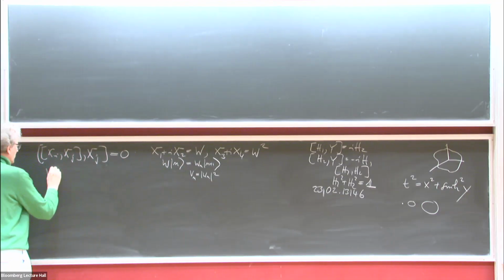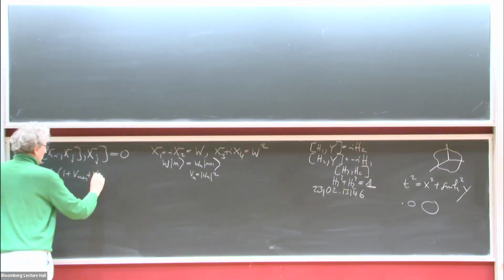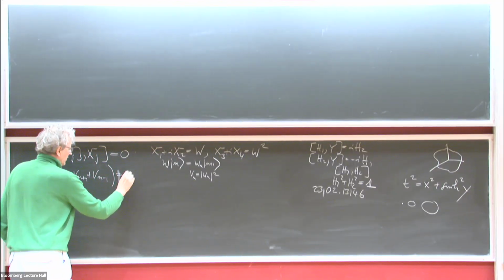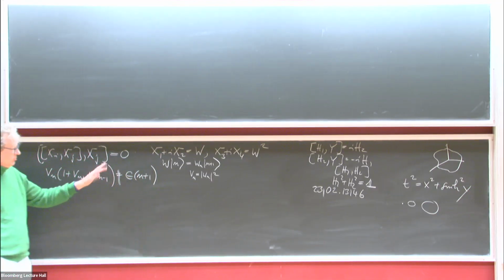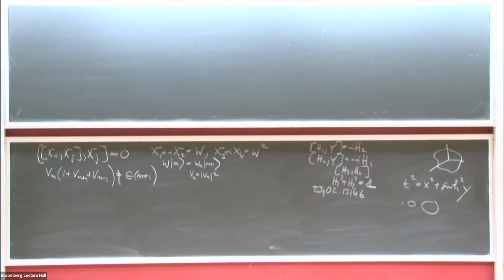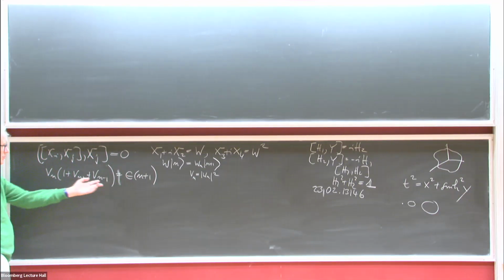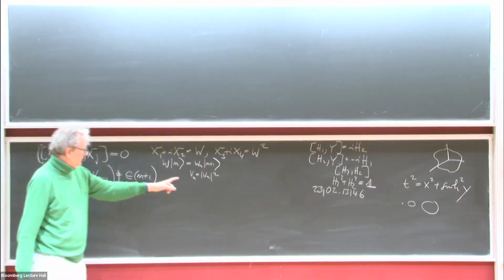So you get the following equation: Vn times (1 plus Vn plus 1 plus Vn minus 1) equal to epsilon times (n plus 1), epsilon some small parameter. And you have to solve this. Now, because Vn, you can easily solve it. Vn plus 1 is given by this equation. But you want all Vn's to be positive.